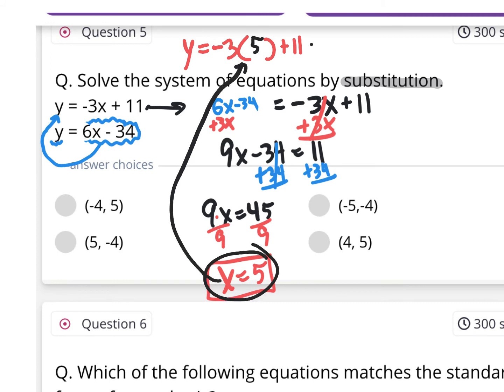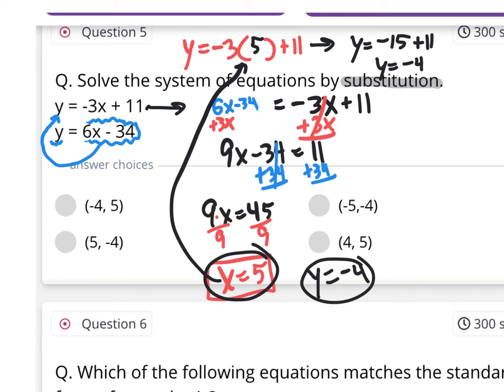So what do I really have? I have y equals negative 15, because negative 3 times 5 is negative 15, plus 11, which means y equals negative 4. So your y value is negative 4. So these are your two values. x is 5, y is negative 4. As an ordered pair, that'll be (5, -4). This is your answer. Okay, let's move on to question number 6.